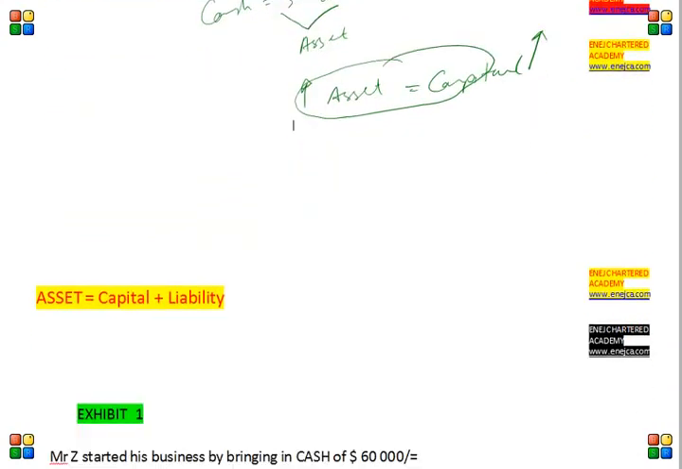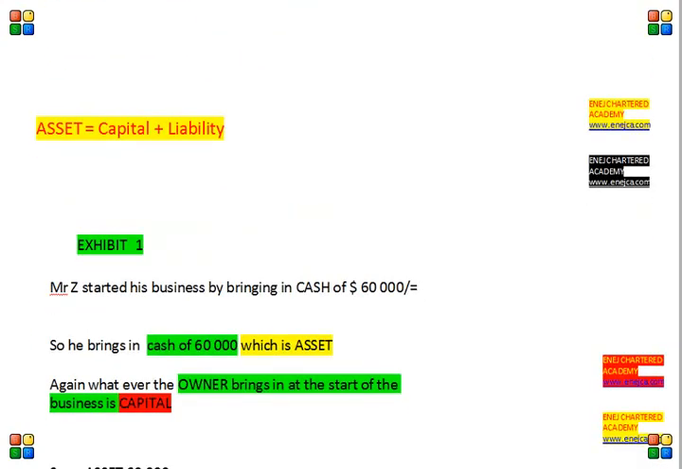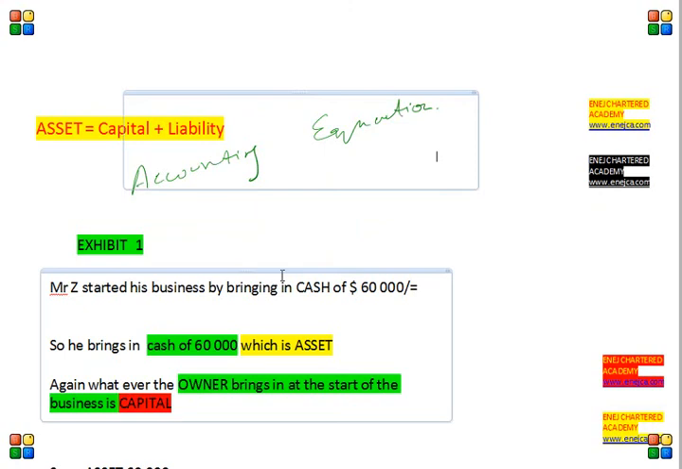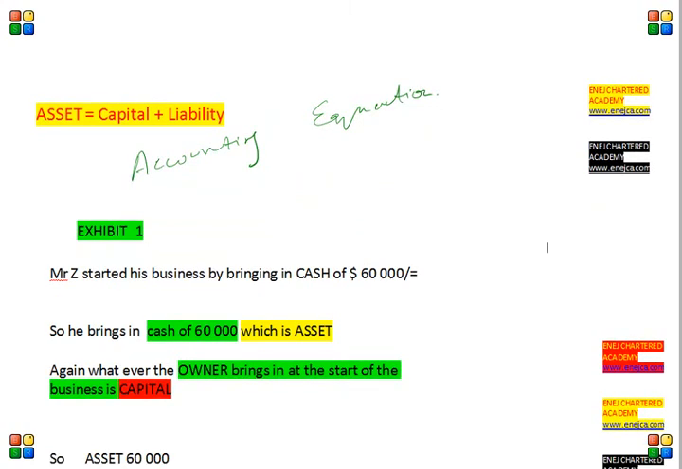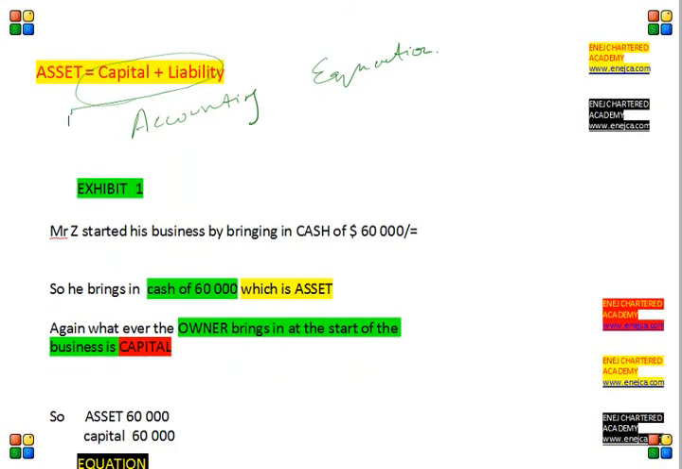the very basic ideas. So now we will be learning the accounting equation. The accounting equation is the most important thing when you want to learn accounting. So here what we have: asset equals to capital plus liability. Asset equals to capital plus liability. But let's see how we derive this equation.